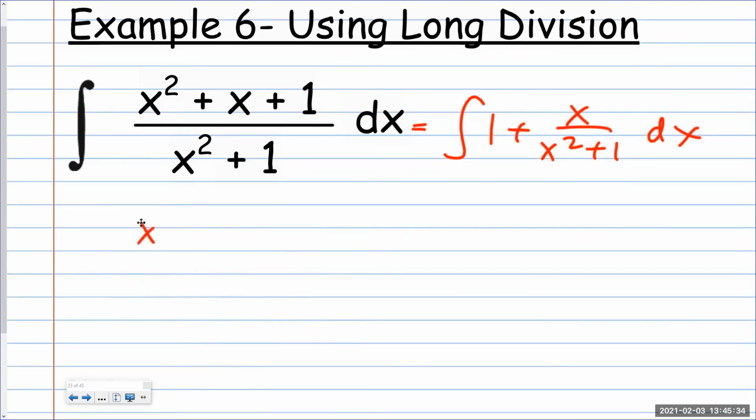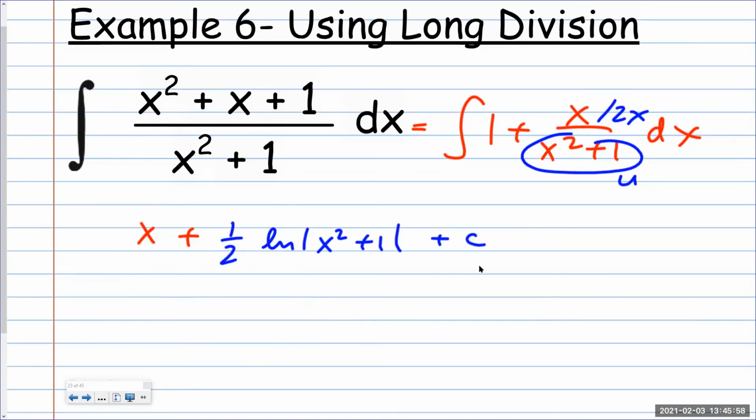X, okay, plus. What's the integral of x over x squared plus 1? Make this your u. What's the derivative of x squared plus 1? Okay, if I divide this by 2x, do my x's cancel out? Yes, what do they turn into? 1/2. So this is plus 1/2 times a log of x squared plus 1 plus c. And that is my answer, using long division. Did you like that?